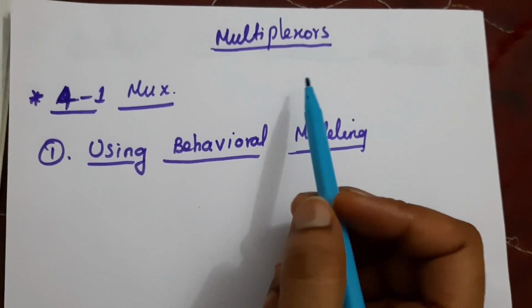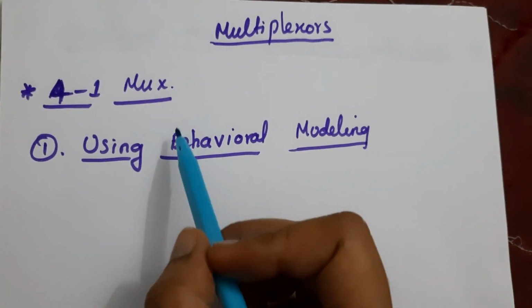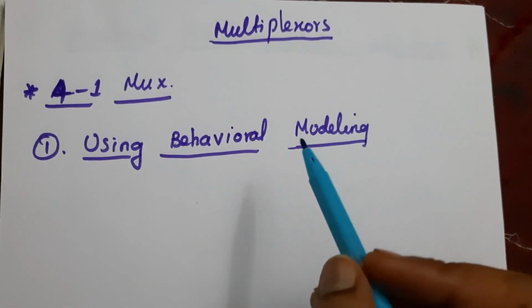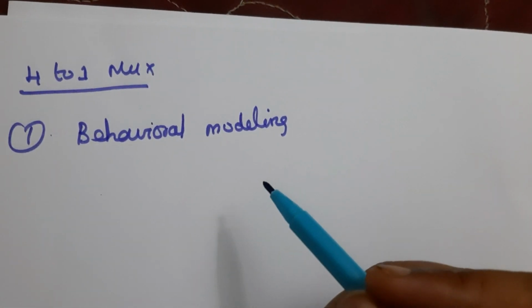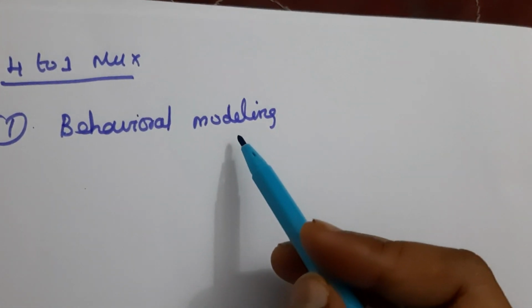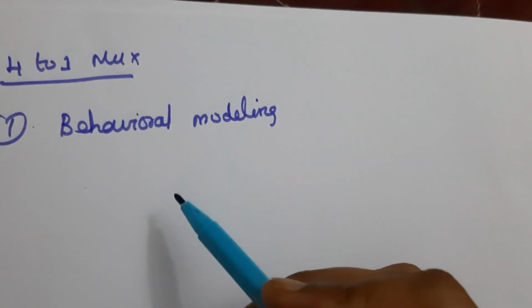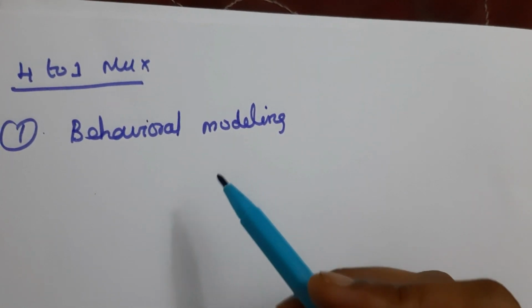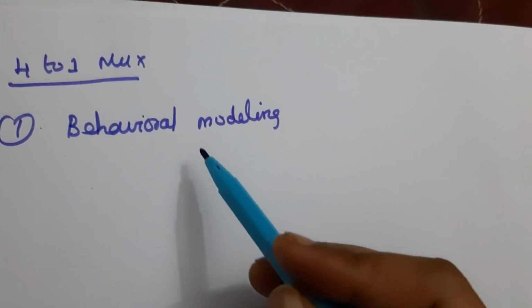different types of modeling. First we write the 4 to 1 multiplexer using behavioral modeling. And now we are going to write the code for 4 to 1 mux using behavioral modeling. The explanation about behavioral modeling we did in our previous video, and I gave the link in the description.